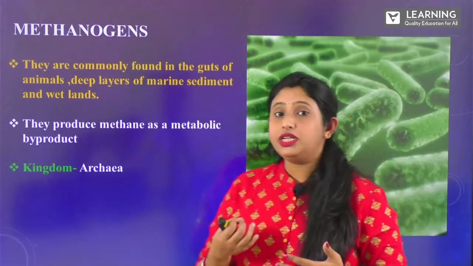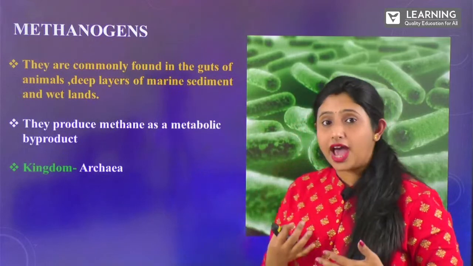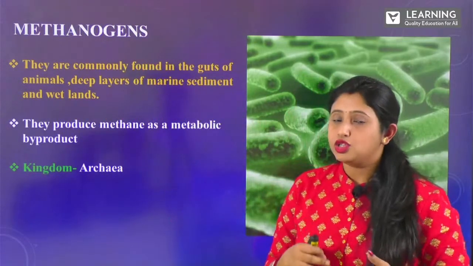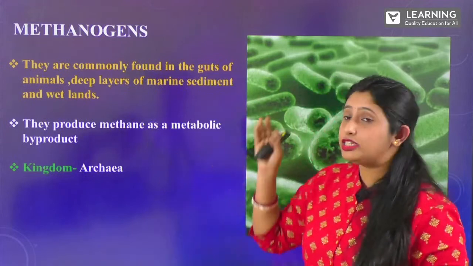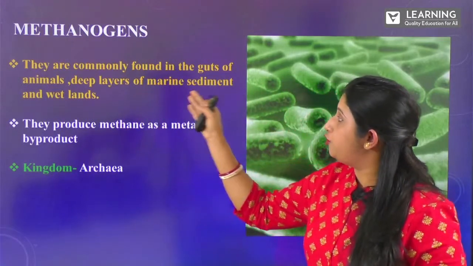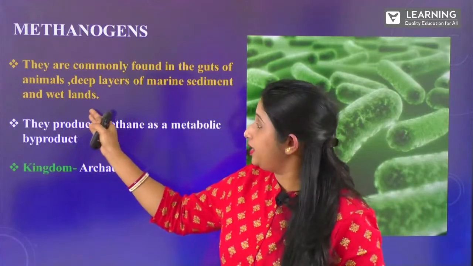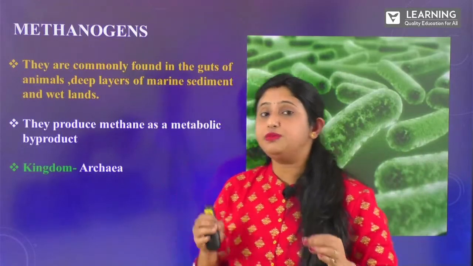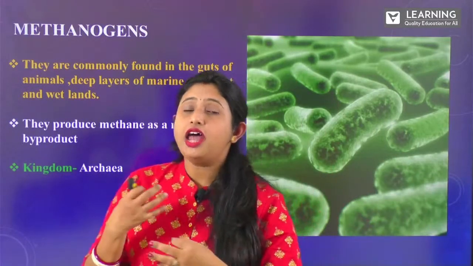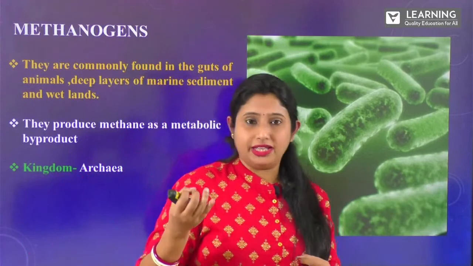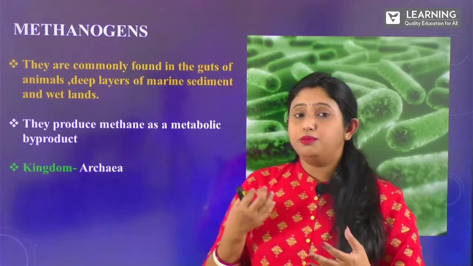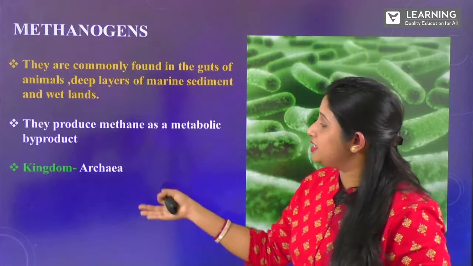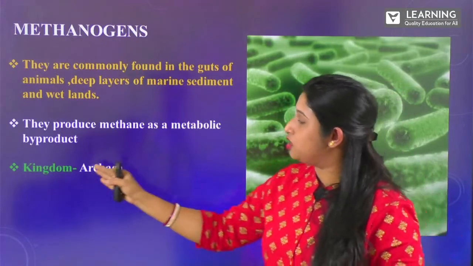So methanogens are commonly found in the guts of animals, deep layers of the marine environment and wetlands. So where do we find them? We find them in the guts of animals, deep layers of marine sediment and wetlands. Is that clear? Next, what do they produce? They produce methane, which can be used for making biogas. So these bacteria are being used for making biogas. Clear? So this belongs to kingdom Archaea.